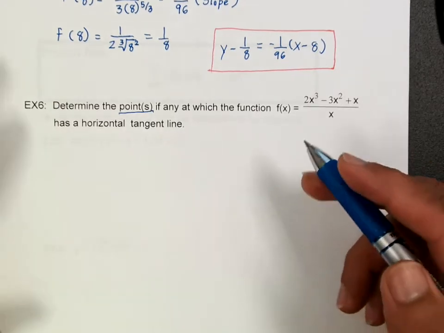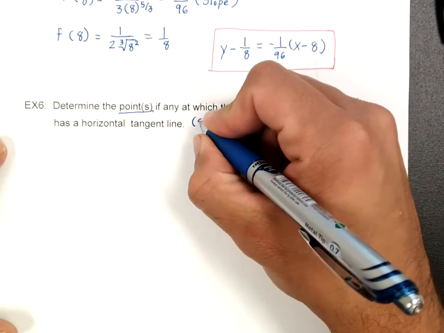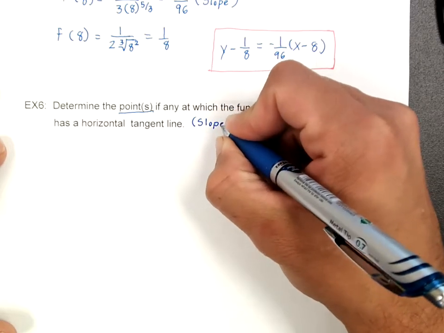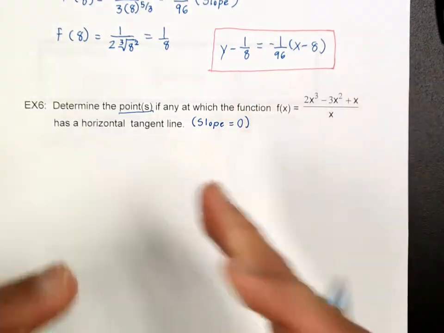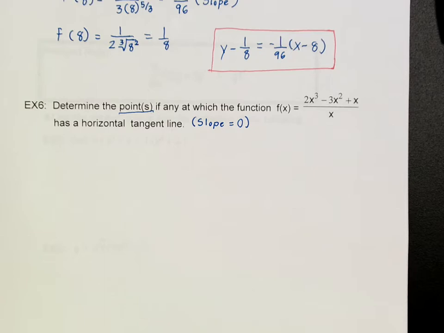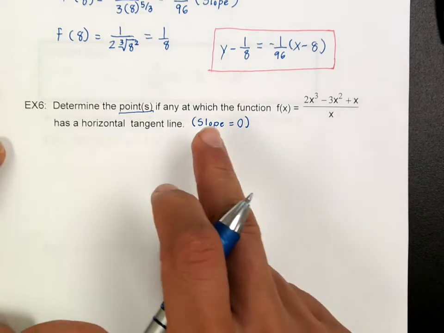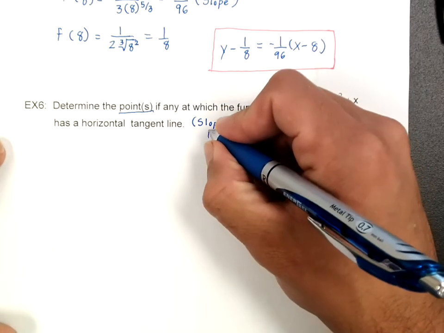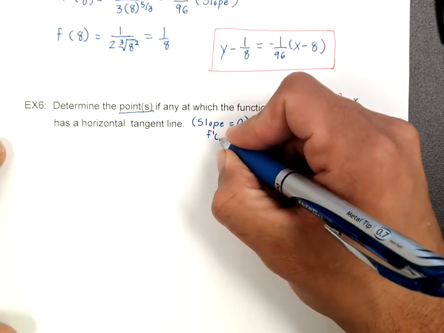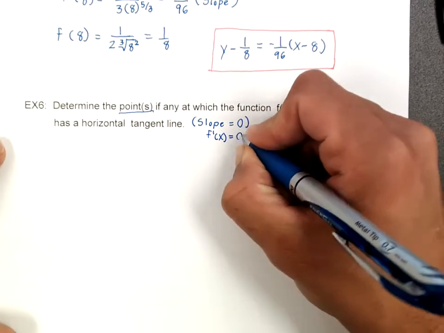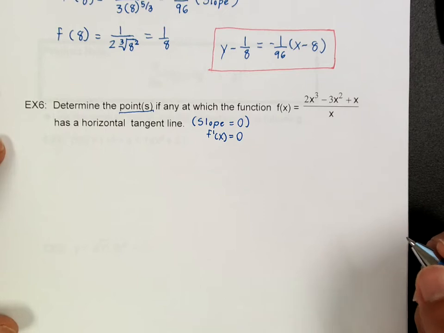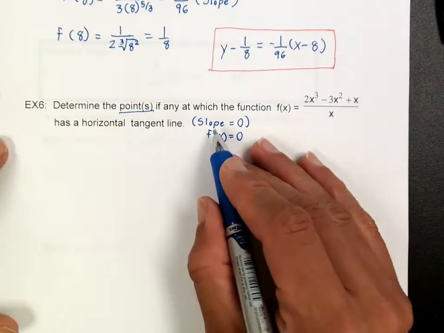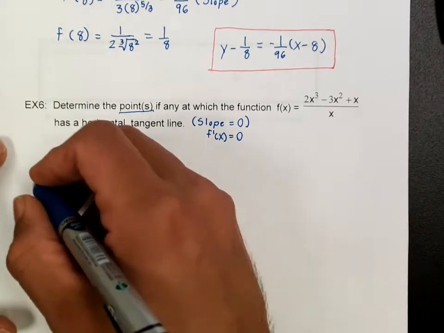So remember that if we have a horizontal tangent, that means that the slope is 0, right? Remember, the slope is related to the derivative. So really what we're saying is that the derivative at that point, whatever that may be, is equal to 0. Don't forget, that's what that means. So we're going to try to figure that out. To do that, we first need to take the derivative.